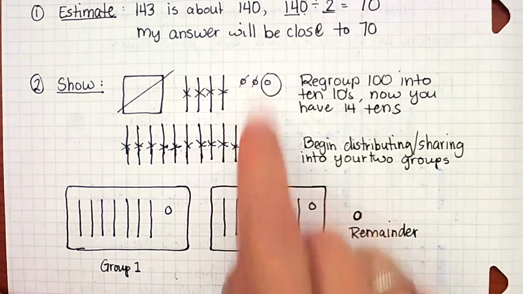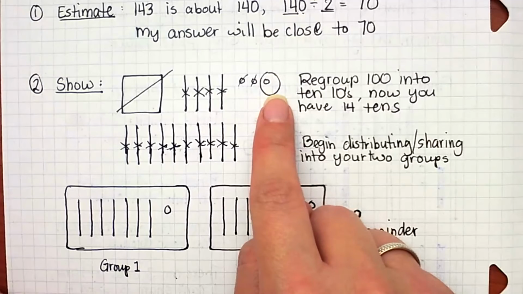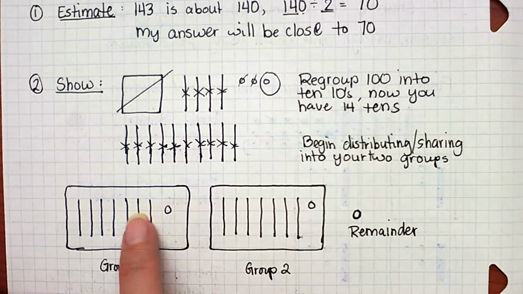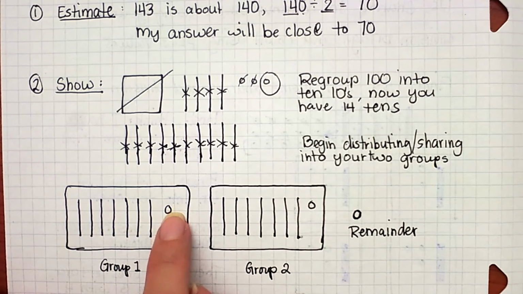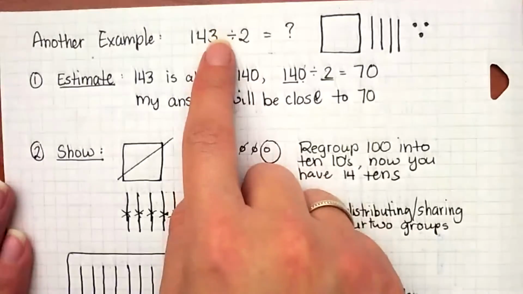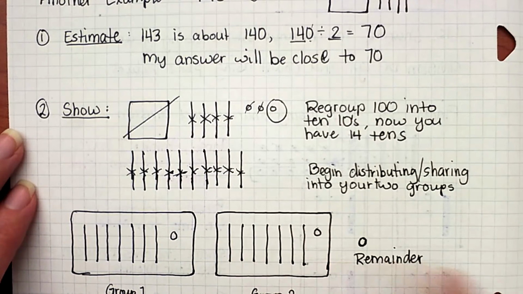But then I had these 3 ones. So I put 1 here and I put 1 here, but then I had 1 left over. Now I can't share that 1 equally between two groups. So that 1 ended up being my remainder. So over here we had 1, 2, 3, 4, 5, 6, 7 tens. That's 70 plus 1 more is 71. So my answer over here was 143 divided by 2 was equal to 71 with a remainder of 1.